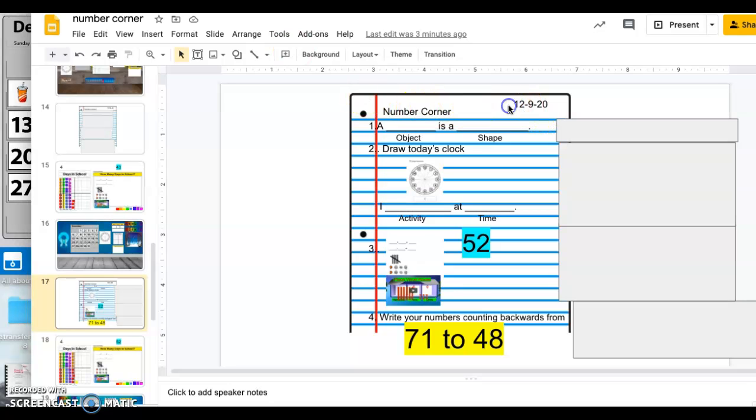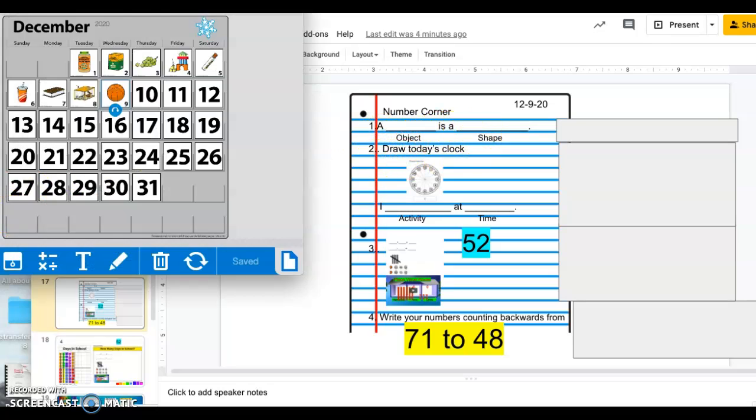You're going to write the date and number corner at the top of your paper. Press pause if you need more time. Next to number 1, you are going to be writing about the calendar. A blank is a blank. So we're starting with the object and we're talking about the shape. So here is the picture for today.